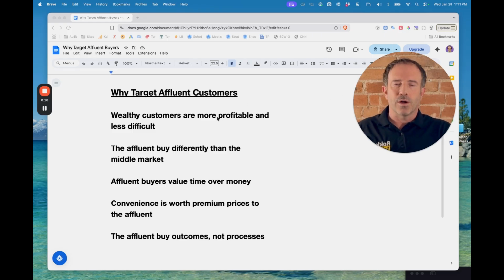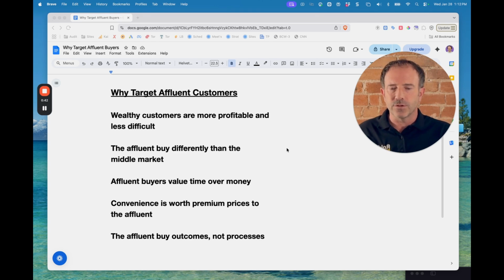All right, why target affluent customers? Number one, the wealthy customers are more profitable and less difficult. We have seen this over the years. There's no question about it. You already know this, and there's reasons why, and we're going to talk about that in a second. You're in this game for profit, okay? You're not in this game to be busy, and wealthy customers, hands down, all day long, are more profitable and they're less difficult. We'll talk about the reasons why.